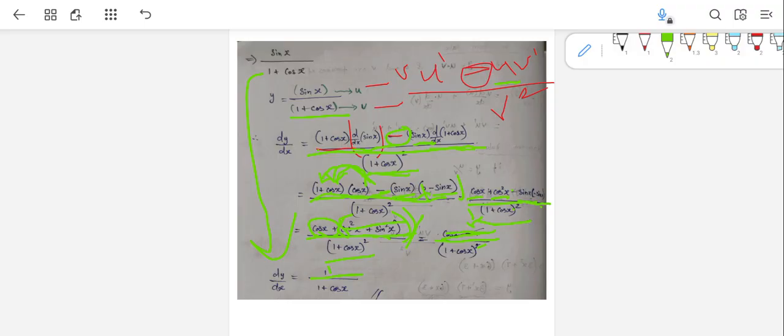If you didn't get this, again go back some 4 or 5 minutes to the starting of this problem.